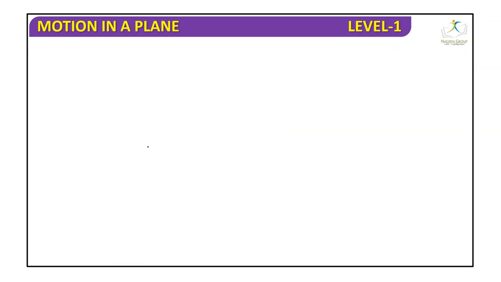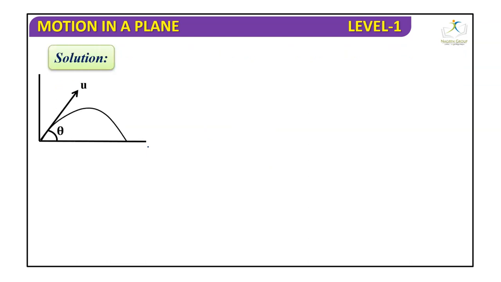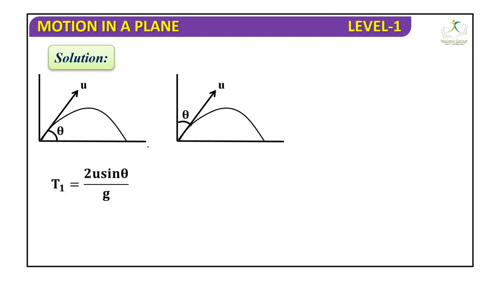Now moving with the solution part, students. In projectile motion, as you can see, we have two diagrams. In these diagrams there will be two projection angles: one made with the horizontal, and another made with the vertical. So T1 is equal to 2u sin theta by g, and T2 is equal to 2u sin(90 - theta) by g, as you can see from these two diagrams.